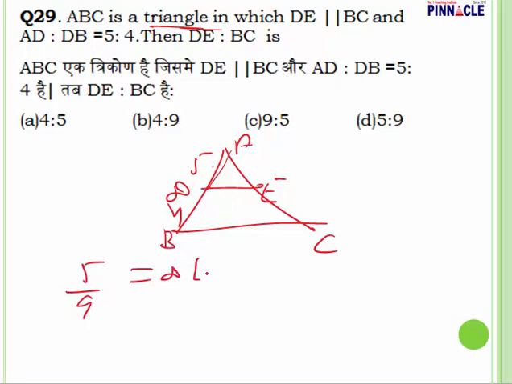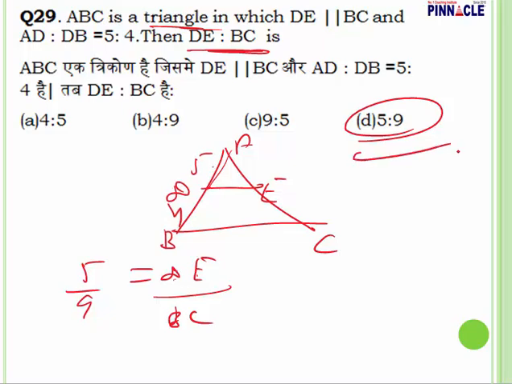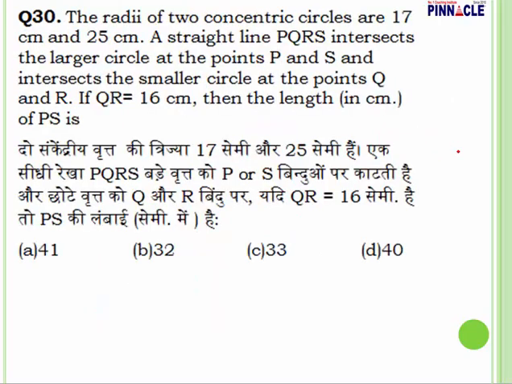So the ratio of DE and BC is 5 by 9, 5 is to 9, D is the answer. These questions are based on properties, most of the questions that are coming. Question number 30. The radii of two concentric circles are 17 centimeter and 25 centimeter.